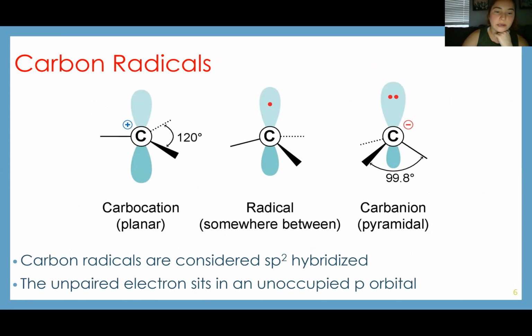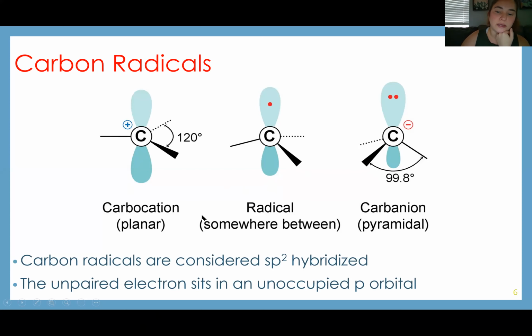So I want to talk a little bit about the geometry of carbon radicals. We know that carbocations are planar, and they're sp2 hybridized. And we know that carbanions holding an extra lone pair are going to be, the molecular geometry will be pyramidal, the electron geometry would be tetrahedral. The radical is kind of somewhere in between, because this carbon has no lone pairs. This one has a full lone pair. A radical has half of a lone pair, so it doesn't take up as much space.